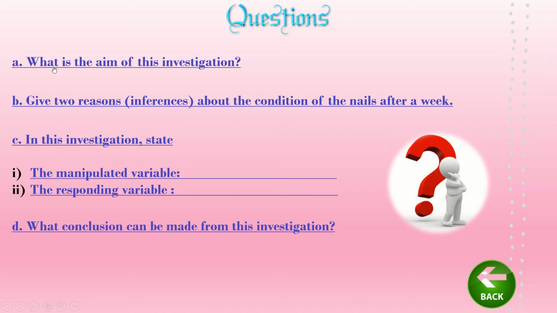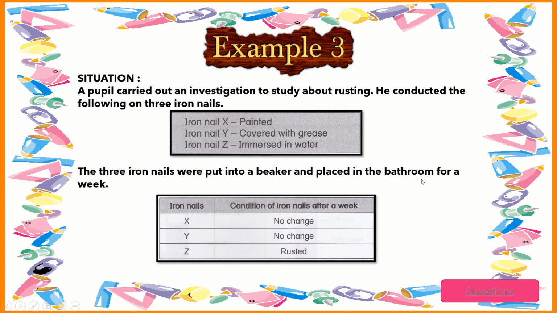Question A. What is the aim of this investigation? Before you give the answer, make sure the student knows what the manipulated variable and the responding variable are. Only then can you write the relationship between the manipulated variable and the responding variable. From here, we know that the manipulated variable is the method of treatment and the responding variable is the condition of the iron nails after a week.